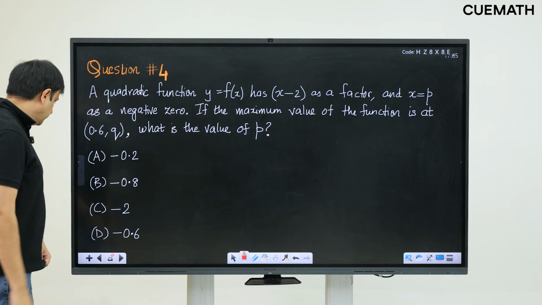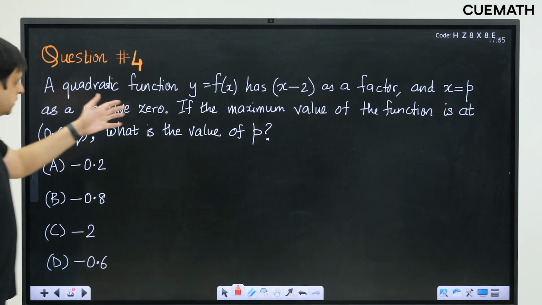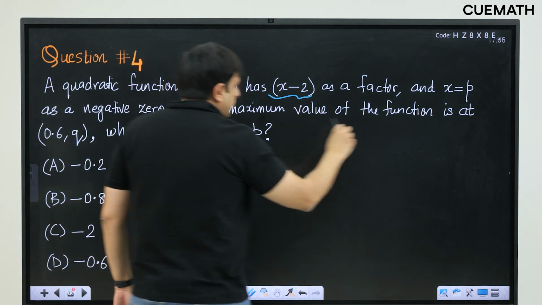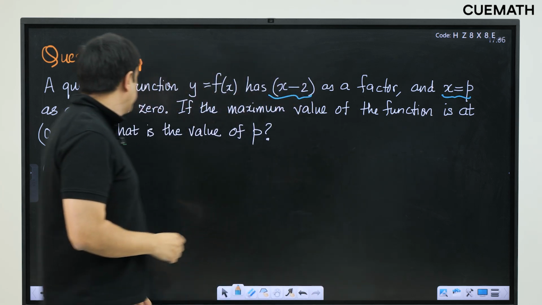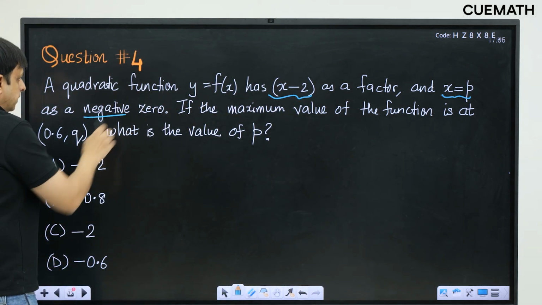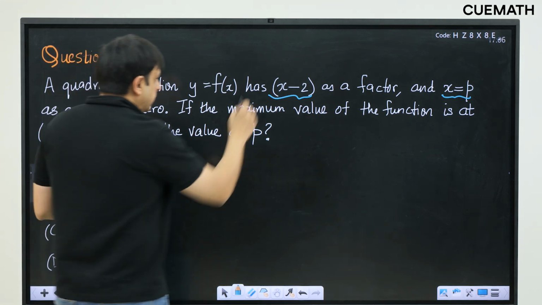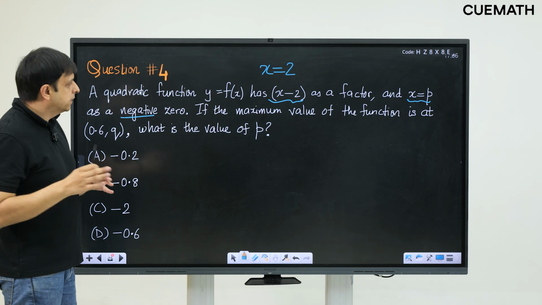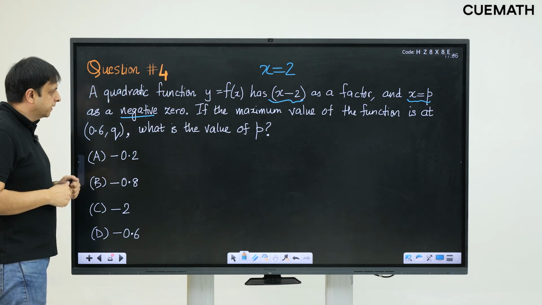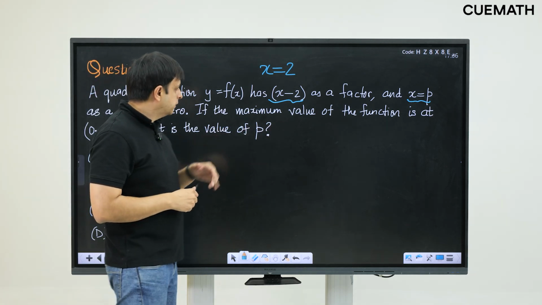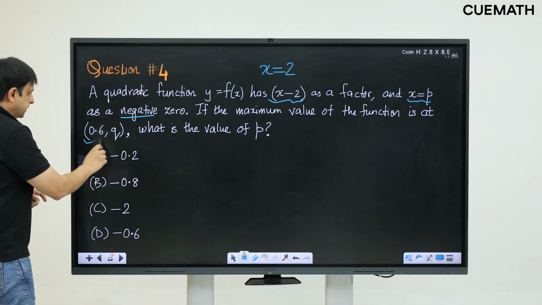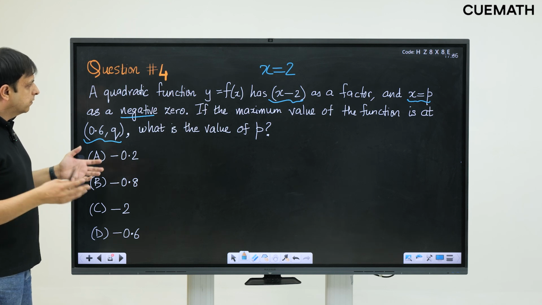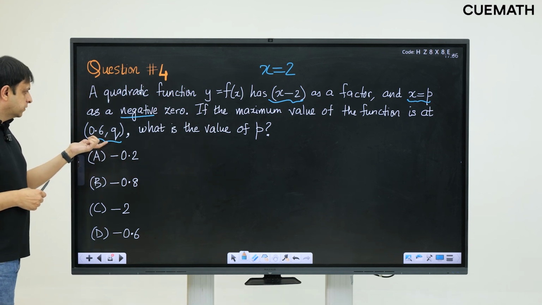So, now let us look at question number 4, which says quadratic function f of x has x minus 2 as a factor and x equal to p as a negative 0. Okay, so, x minus 2 is one factor, which means x equal to 2 is one 0 of the quadratic function, and x equal to p is another 0, which we are also told is negative. If the maximum value of the function is at 0.6 comma q, what is the value of p?